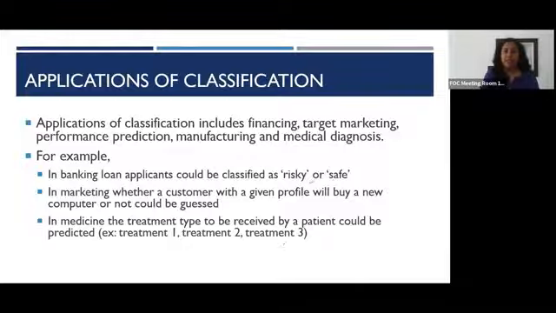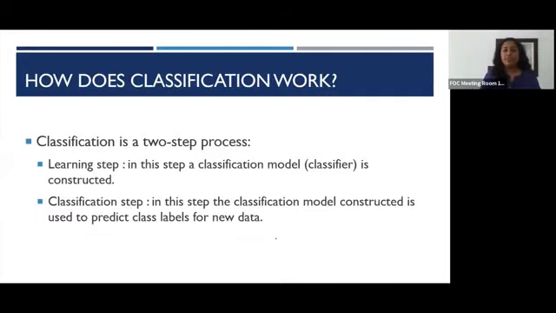That can be done. In medicine, the treatment type to be received by a patient could be predicted. So you have these kinds of symptoms, what is the best treatment? Is it 1, 2, or 3? That can be predicted, right? So classification, students, when you are actually doing it, you have two steps. One is a learning step, the other is a classification step.